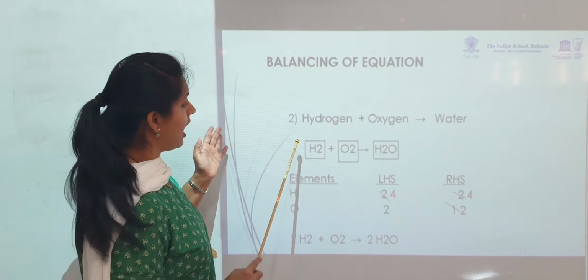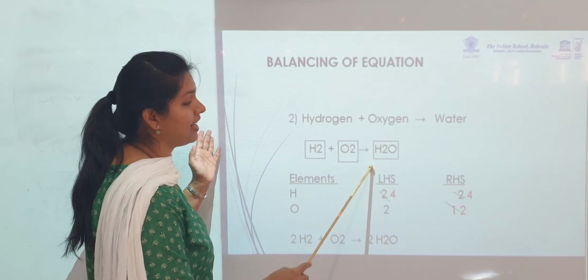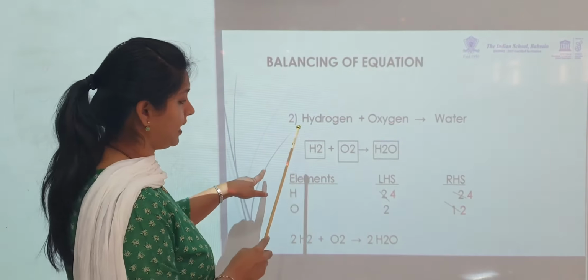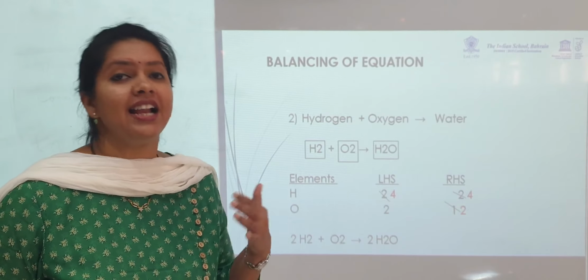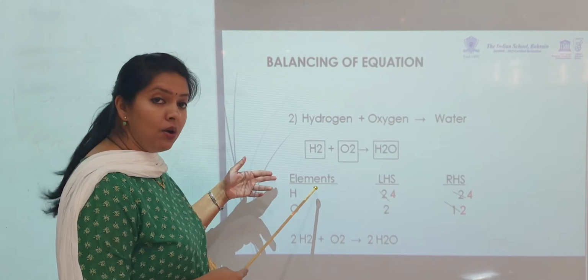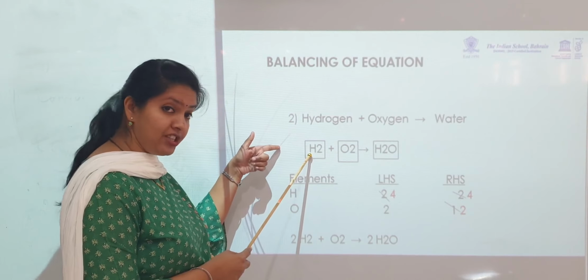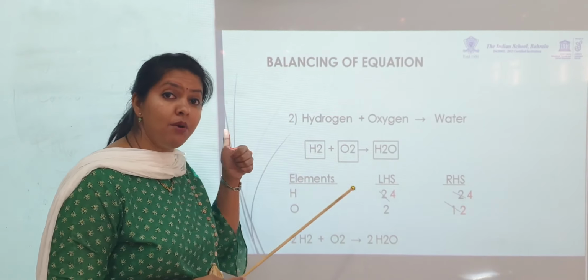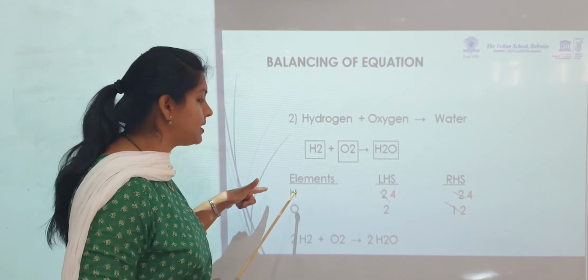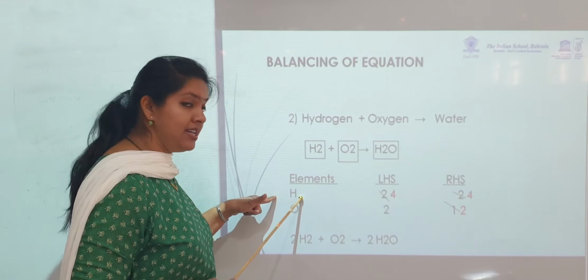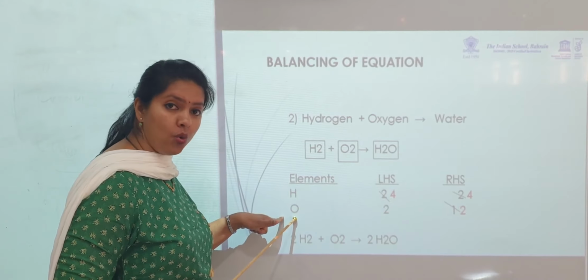Whatever I do, I shall write it over here on the left hand side of the box. Fine. The next step, I have to list out the elements both on the left hand side as well as the right hand side. What are the elements present here? H. Again, I'm telling you, I'm talking about an element. H is an element. H2 is a molecule. So when you list, it will be only H. Element H, element O. Okay?